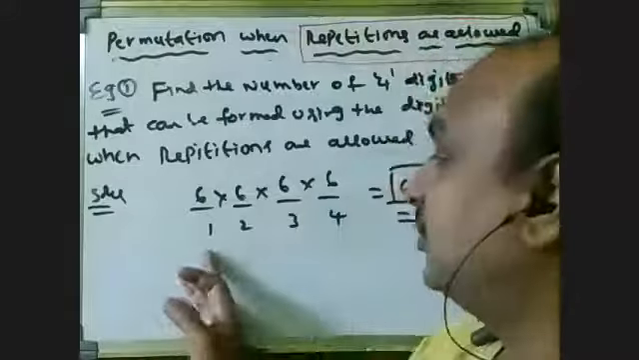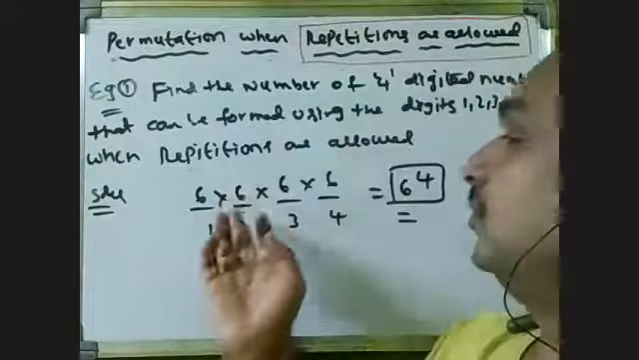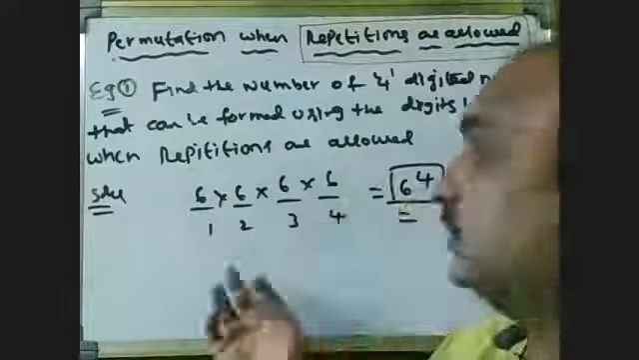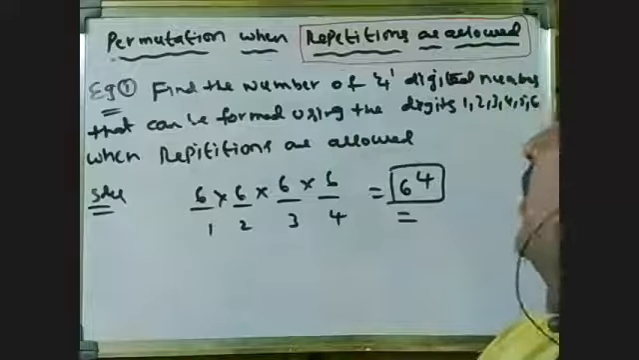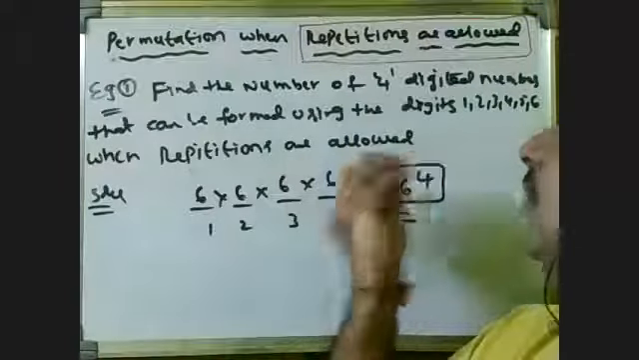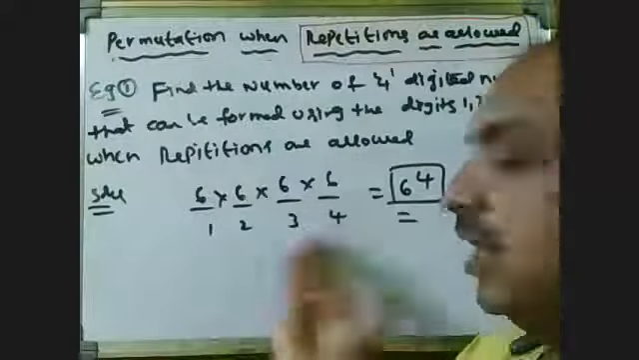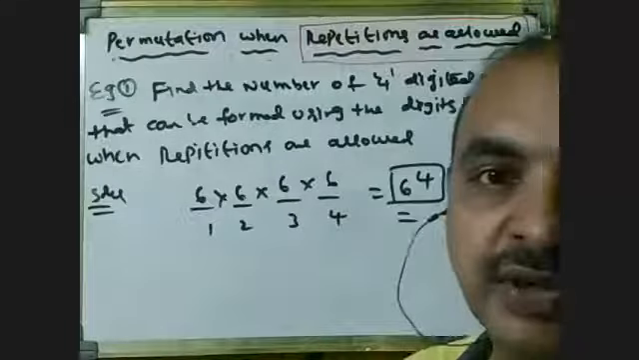So the first place has any of 6 choices, the second place also has 6 choices, and so on, because luckily there is no 0 here. You can do it like this. Find the number of four-digit numbers that can be formed using the digits when repetitions are allowed. This is the case.